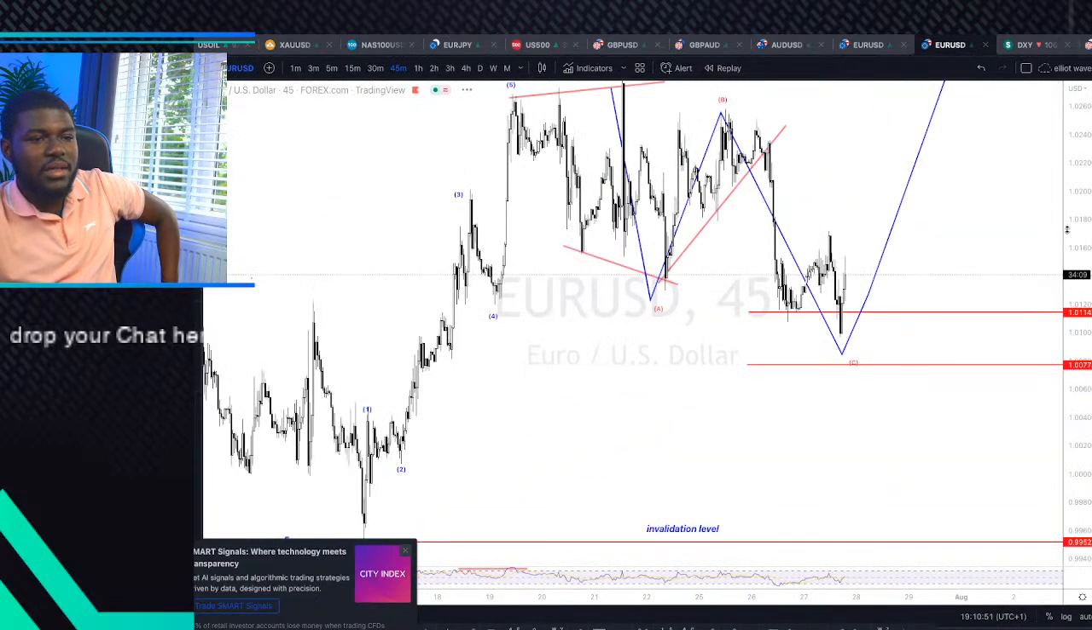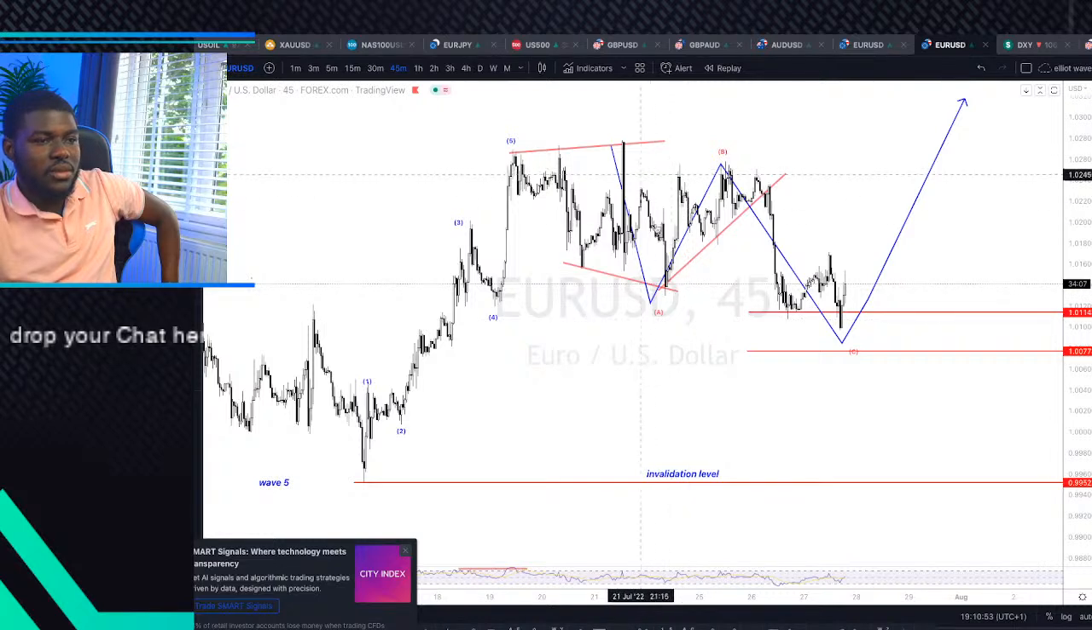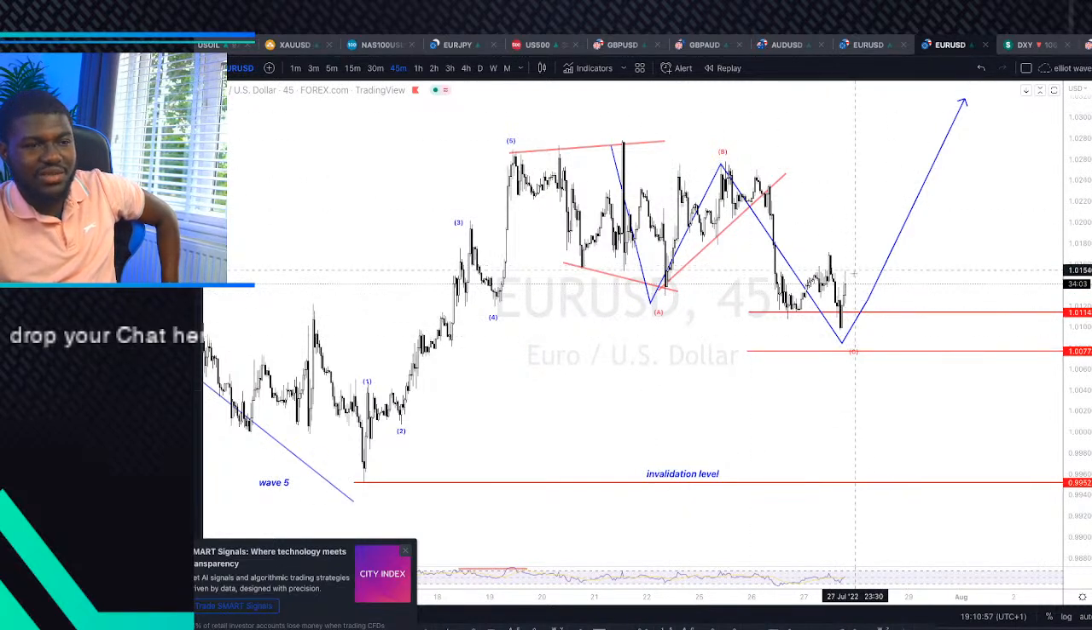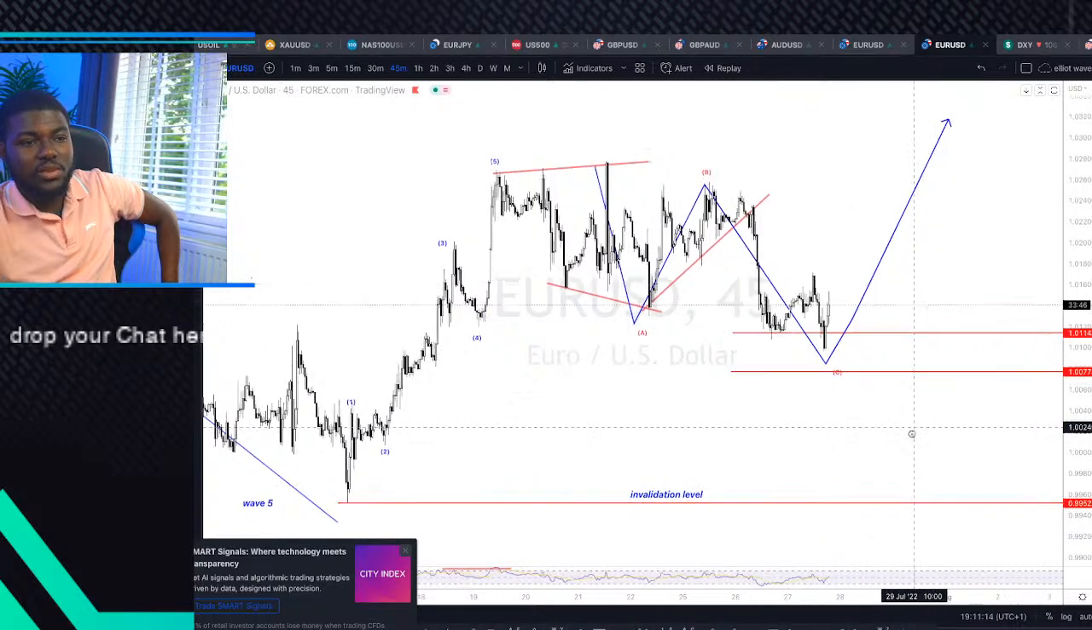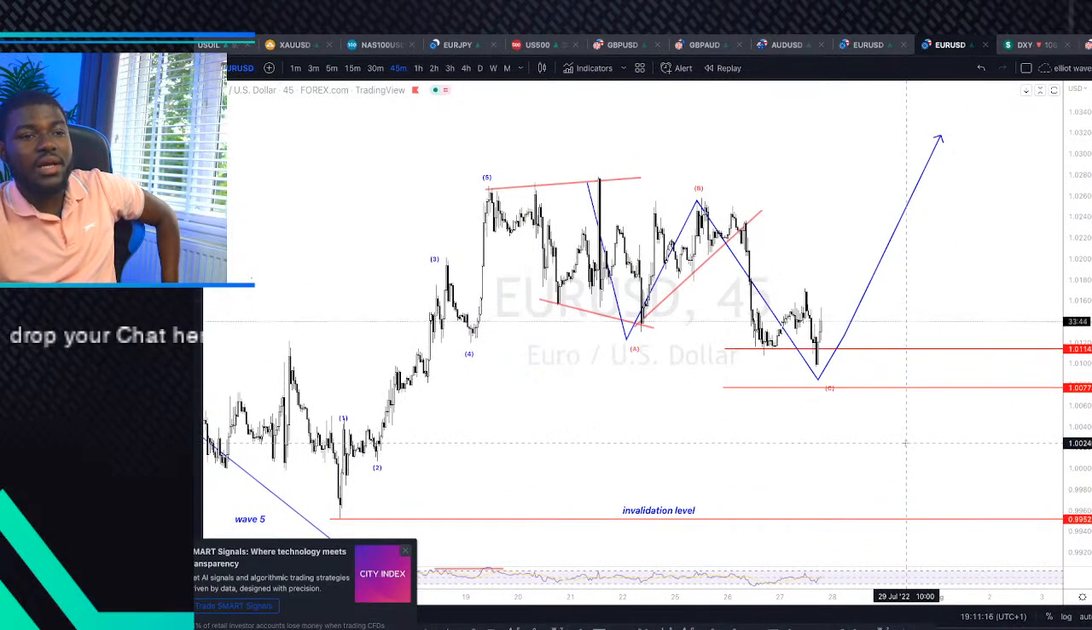For euro dollar, I'm anticipating that they're going to push up from this region. There's a bit of rejection there, but it's not yet convincing. The only scenario in which I can advise you to take this buy is if you are ready to put your stop loss behind this invalidation level and you are ready to risk that much. That's when I can say, okay, you can go ahead and buy euro dollar now.